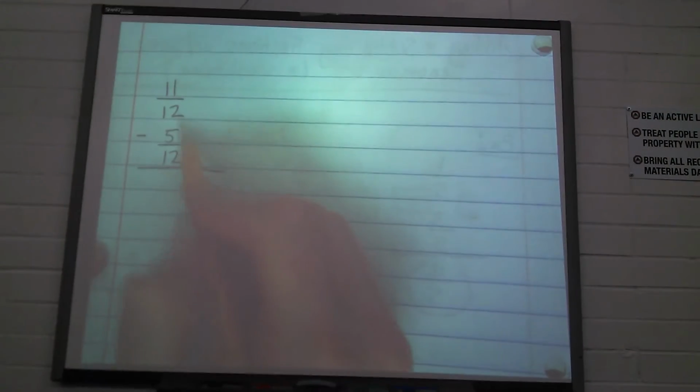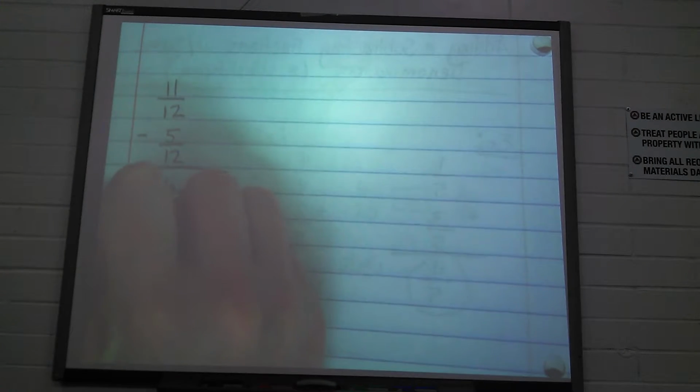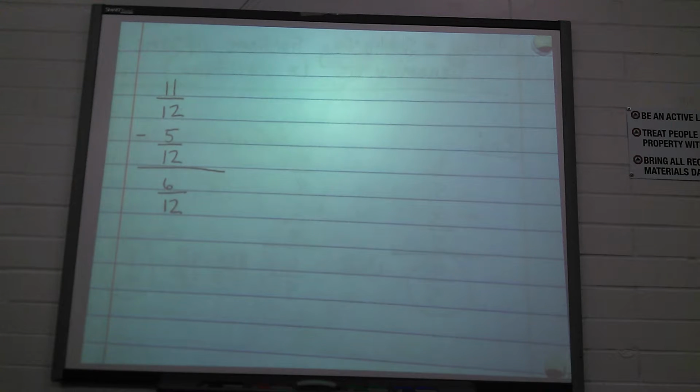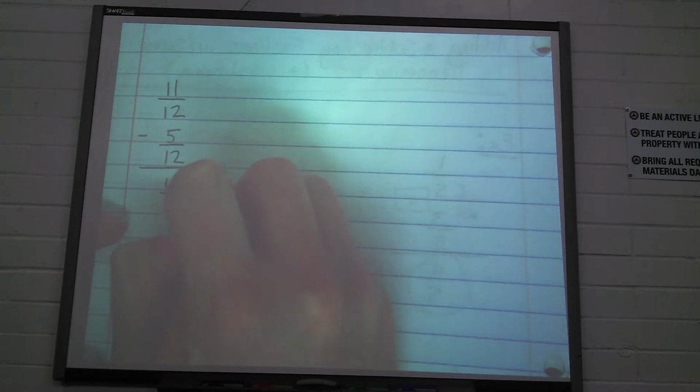Okay, our denominators are the same, so I can start with my numerators here. 11 minus 5 is 6. My denominator stays the same, which is 12. Some of you may know right off the bat what 6/12 reduces to, and that's good. That means you're remembering things and picking things up already. If not, that's okay. We're going to plug it into the division ladder.